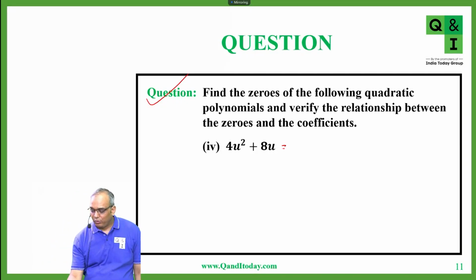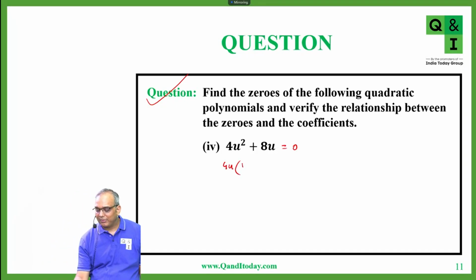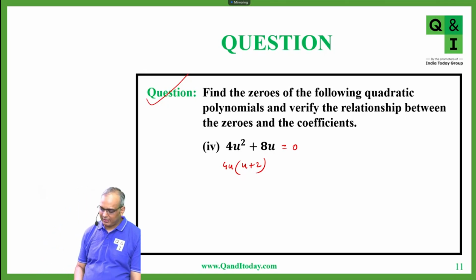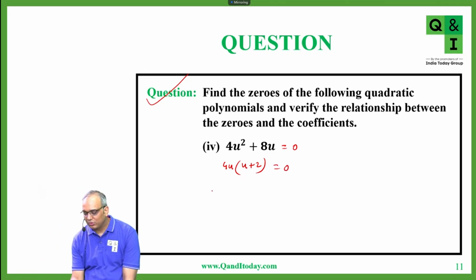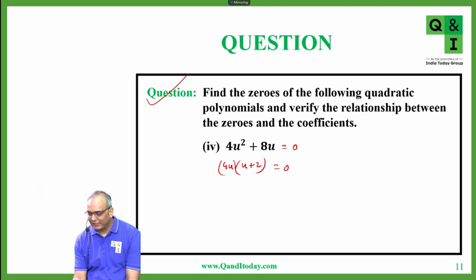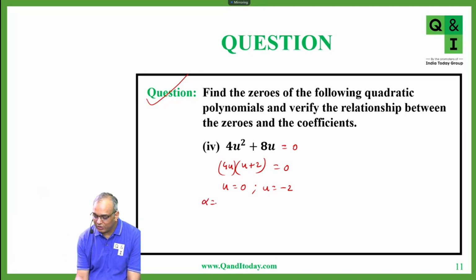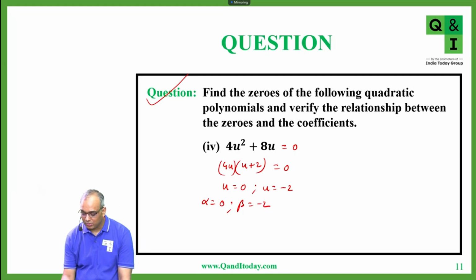So when you equate it to 0, 4u can be taken common. Minus 2 and 0, sir. Yes, correct. Correct, Ragul. So when you equate it to 0, you have two factors, 4u and u plus 2. First factor will give you u is equal to 0. Second is going to give you u is equal to minus 2. So these are your zeros. Alpha is equal to 0 and beta is minus 2, right?